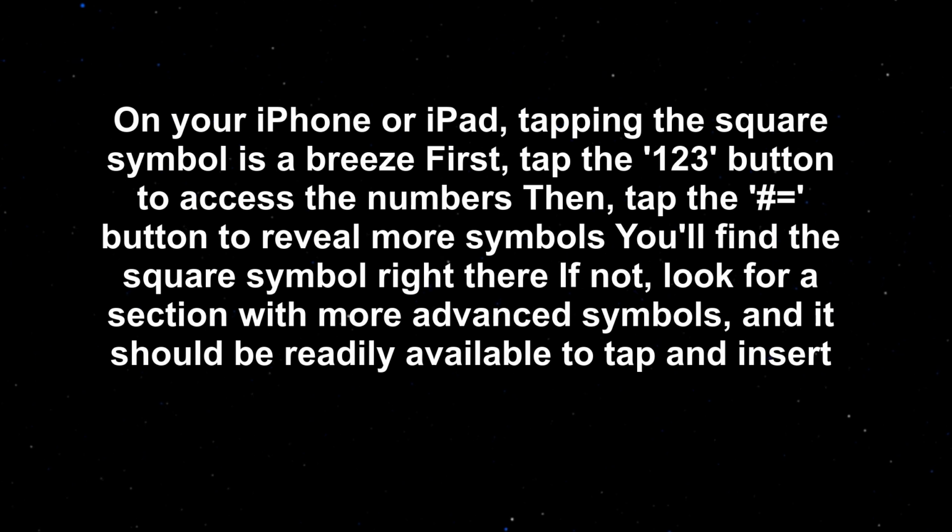On your iPhone or iPad, typing the square symbol is a breeze. First, tap the 123 button to access the numbers, then tap the #+= button to reveal more symbols. You'll find the square symbol right there. If not, look for a section with more advanced symbols, and it should be readily available to tap and insert.